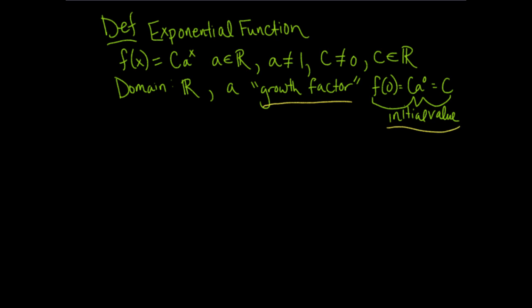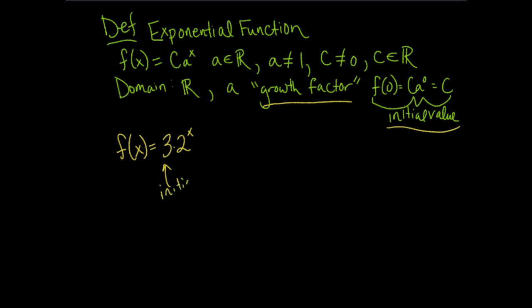The domain is all real numbers, which is great. A is the growth factor, which we talked about before, and the initial value is when x is equal to 0. So c times a to the 0 is c times 1, which is equal to c. So that's the initial value. That comes up a lot in application problems.